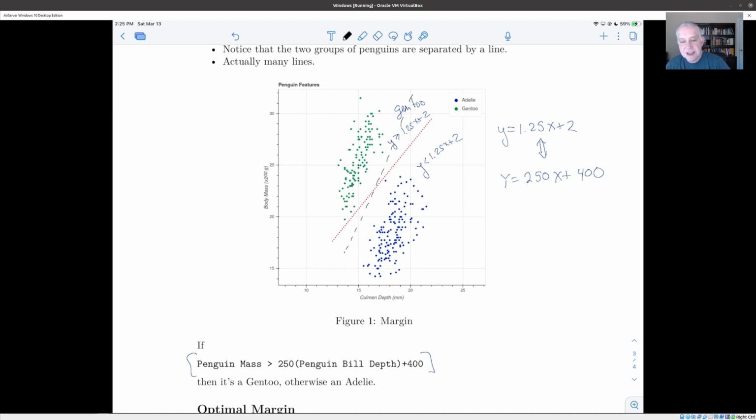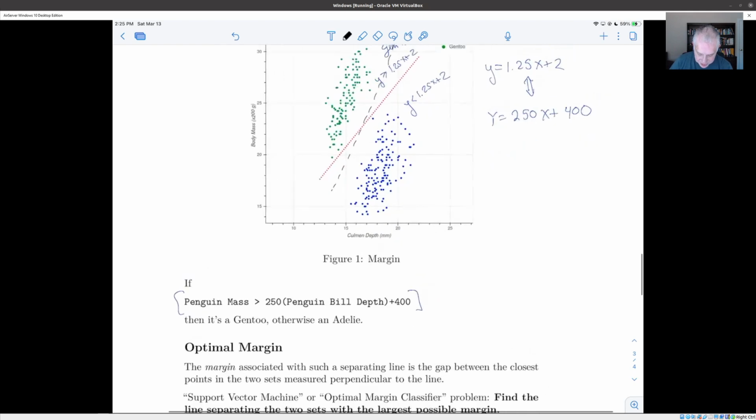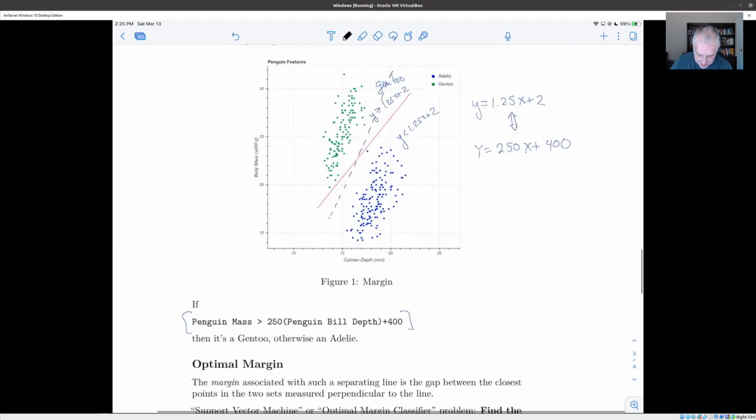So what kind of criterion could we use to say that a line is the best separating line? And that's where this term optimal margin comes from. So the margin, if you have a line like this and two sets of points, the margin is the gap between the closest points on each side of the line. But measured perpendicular to the line.